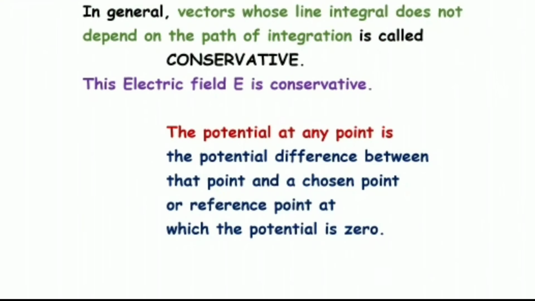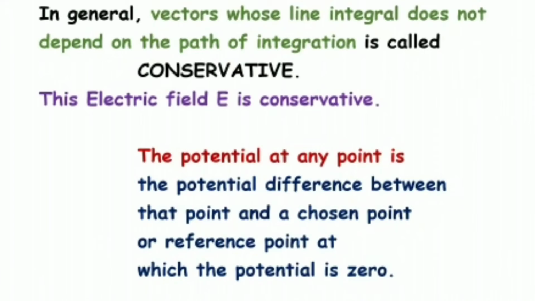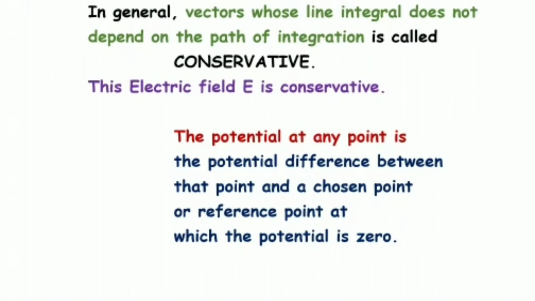Now with reference to this, we come to a conclusion that vectors whose line integral does not depend on the path of integration are called conservative. And this electric field E is conservative. The potential at any point is the potential difference between that point and a chosen reference point at which the potential is 0. This is the definition for potential.